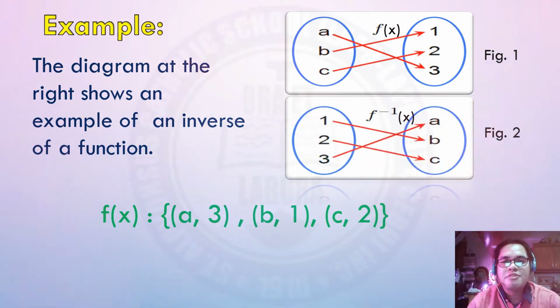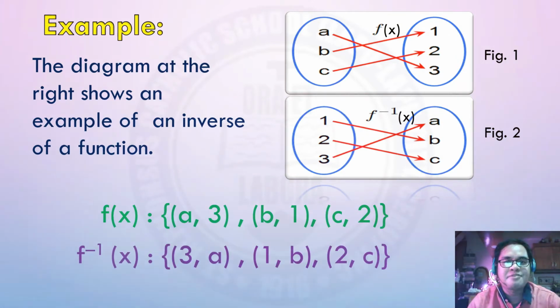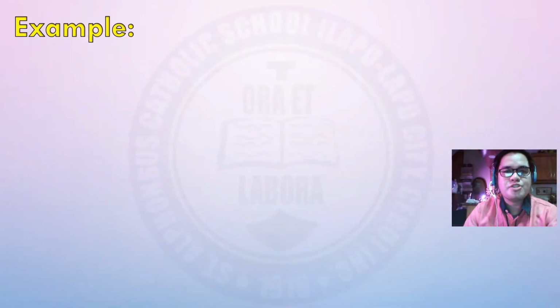For figure 2, the first set, which consists of 1, 2, and 3, was the second set in figure 1. The second set, which consists of a, b, and c, was the first set in figure 1. This process is called the inverse function, in which the domain of the inverse function is the range of the function, and the range of the inverse function is the domain of the function. Therefore, the coordinates of f inverse of x are 3 and a, 1 and b, 2 and c. Another example for the inverse function.